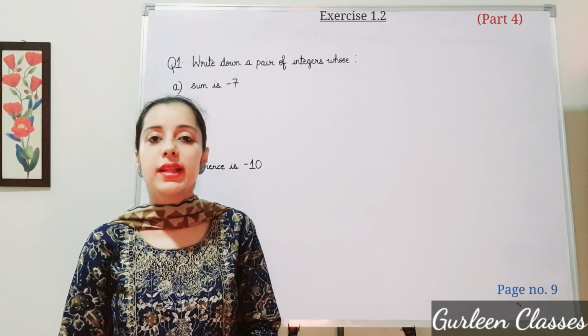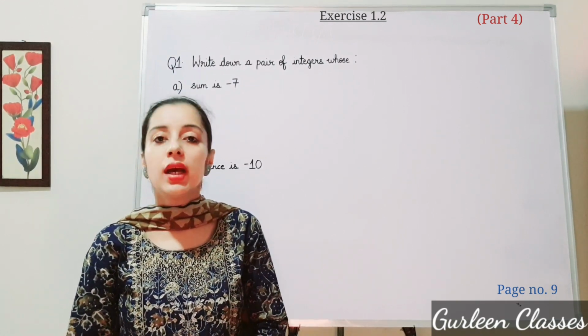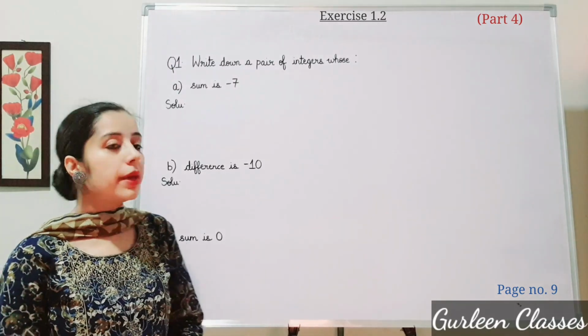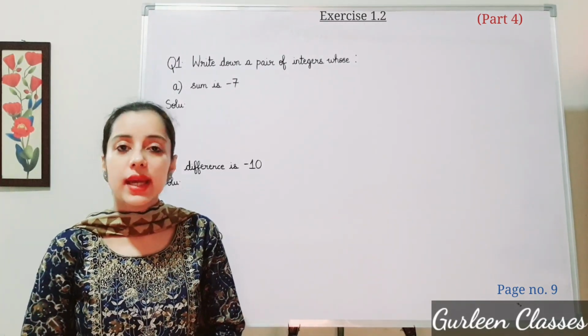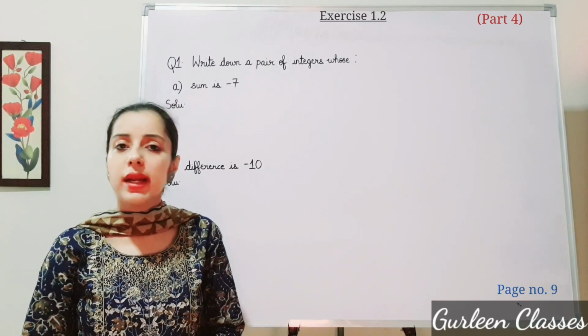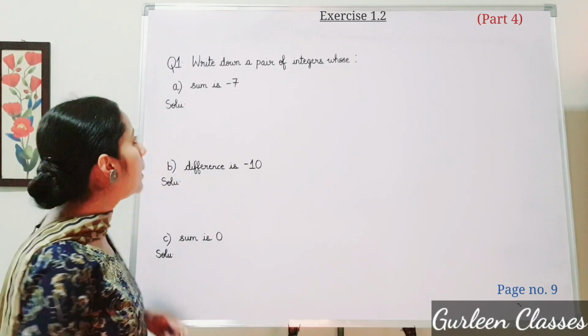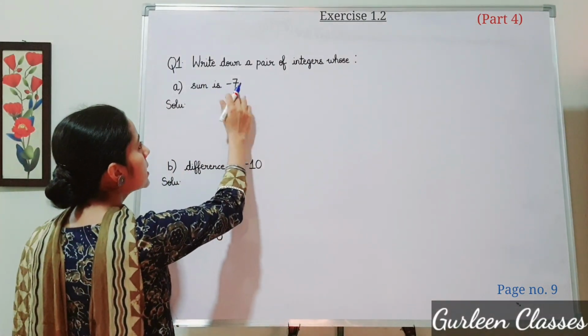So let us start with exercise 1.2. Open your books, page number 9. Question number 1. Write down a pair of integers whose sum is minus 7. See students, there can be many pairs of integers. Let us take any two pairs. So the first pair I am taking here, the sum should be minus 7.